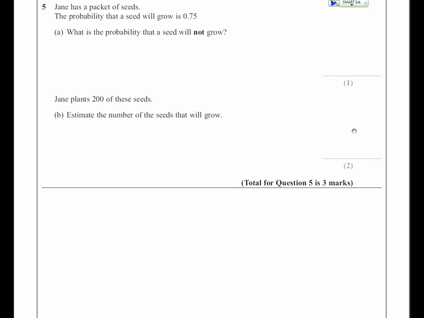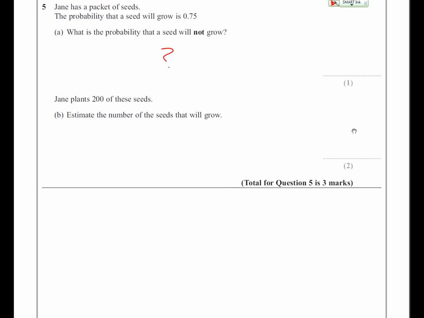So let's think of the options in life. You've got a seed. It's either going to grow or it's not going to grow. It's not going to do anything else like magically get zapped by an alien and turn into a butterfly. It's either going to grow or not grow. It's a seed. Okay? What is the probability that a seed will not grow?